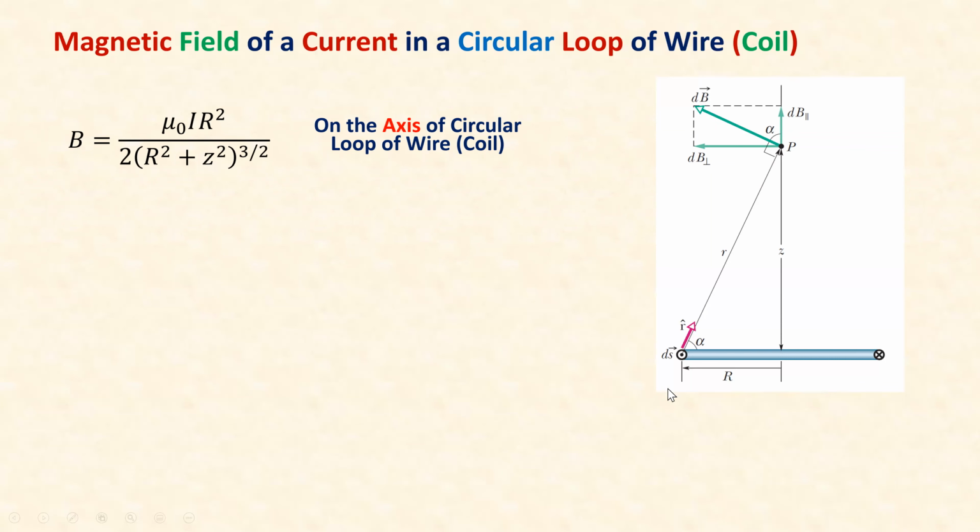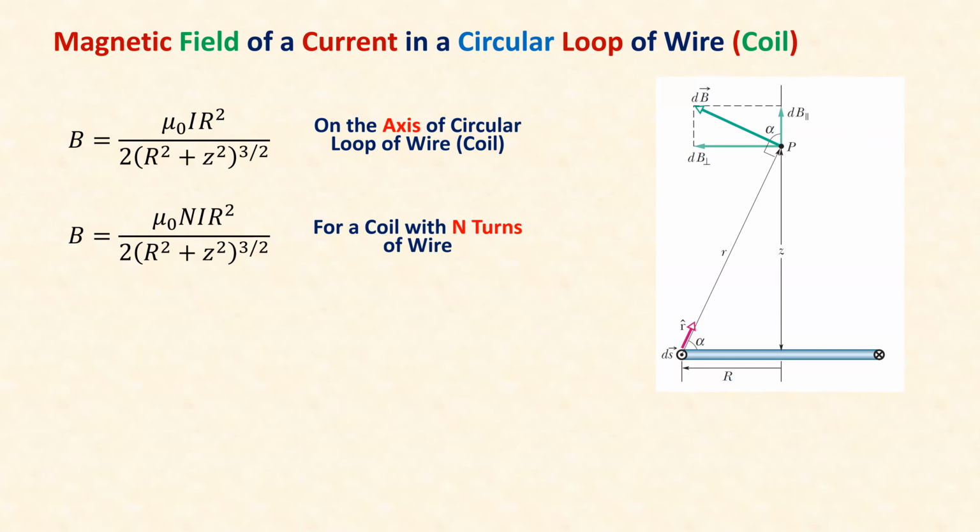So if there's only one turn of wire. If you have n turns, the current becomes n times. All of them do the same thing. They create the same magnetic field in the same direction. So you can multiply that by n. For a coil with n turns, we have mu naught n I r squared divided by 2 times (r squared plus z squared) to the power 3/2.